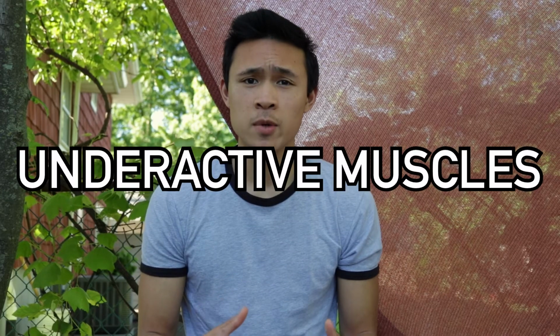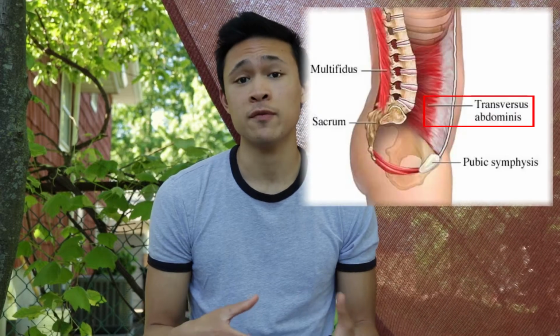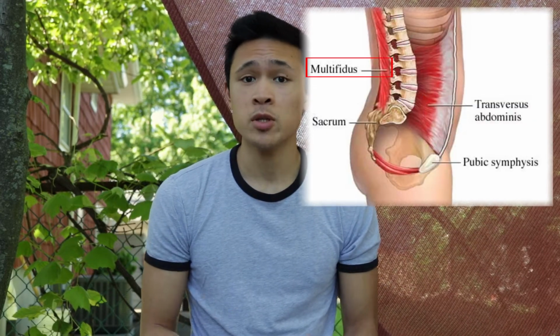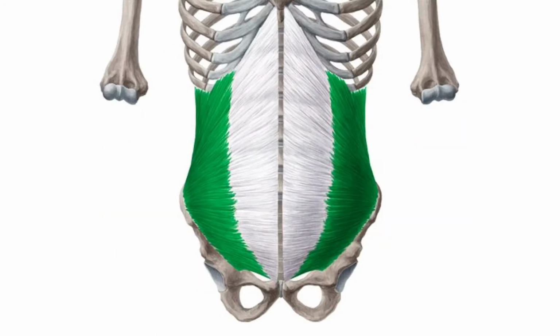So for underactive muscles, what we want to do is strengthen these muscles, and these include the hamstrings, the glutes or the gluteus maximus, and also the intrinsic core stabilizers. Some core stabilizers include the transversus abdominis, the multifidus, the pelvic floor muscles, and also the internal obliques.